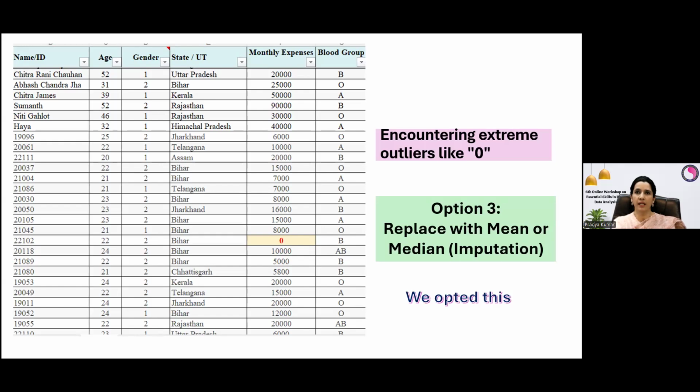The third option is you can replace this with the median or mean, which is known as data imputation. So you can calculate the mean of monthly expenses and replace this 0 with the mean if it is normally distributed data. If it is skewed data, you can replace this with the median. So we have opted for this option.